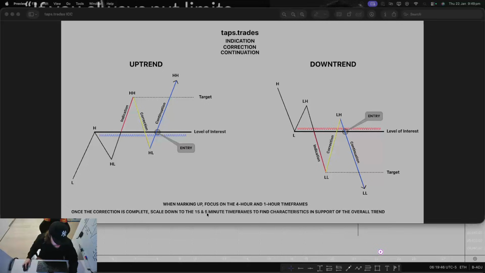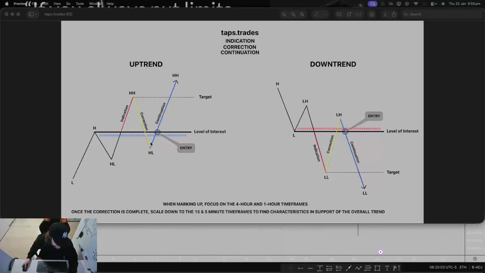So when price corrects below that level of interest, at this point in time, we want to scale down to the 15-minute and 5-minute time frames to find the characteristics that support the overall trend. So we want to scale down to the 5-minute and 15-minute time frame, and we want to look for higher highs and higher lows on that smaller time frame.